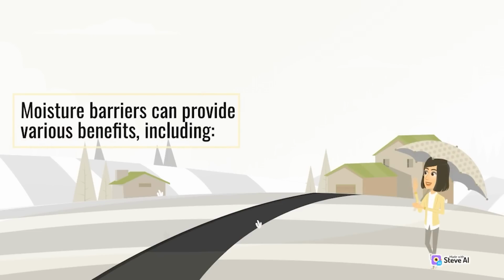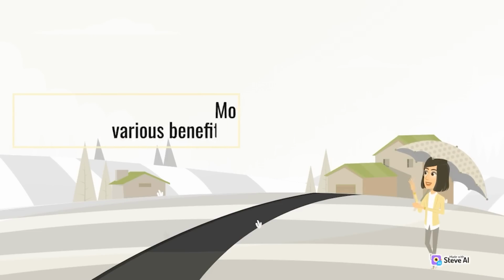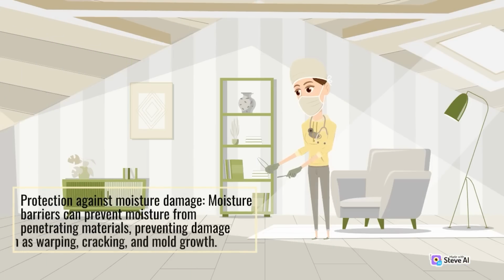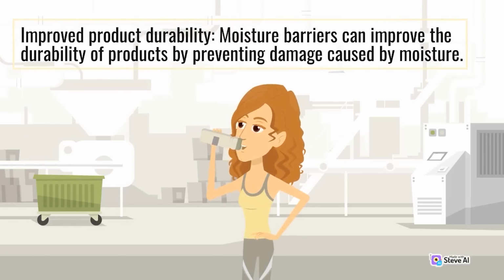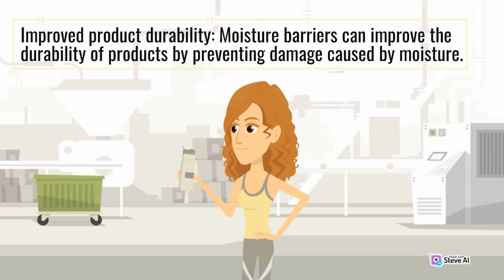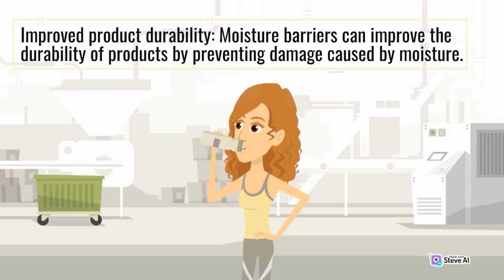Moisture barriers can provide various benefits, including protection against moisture damage. Moisture barriers can prevent moisture from penetrating materials, preventing damage such as warping, cracking, and mold growth. Improved product durability. Moisture barriers can improve the durability of products by preventing damage caused by moisture.